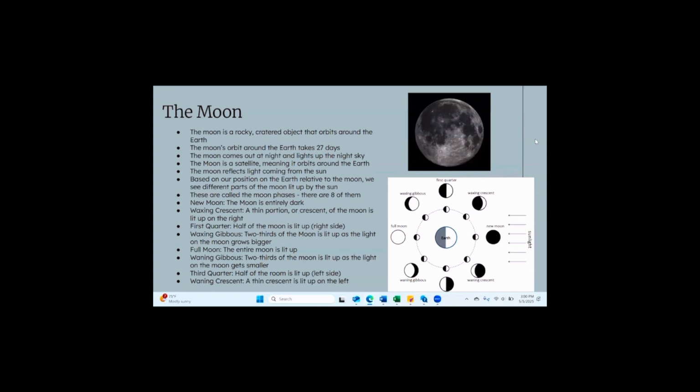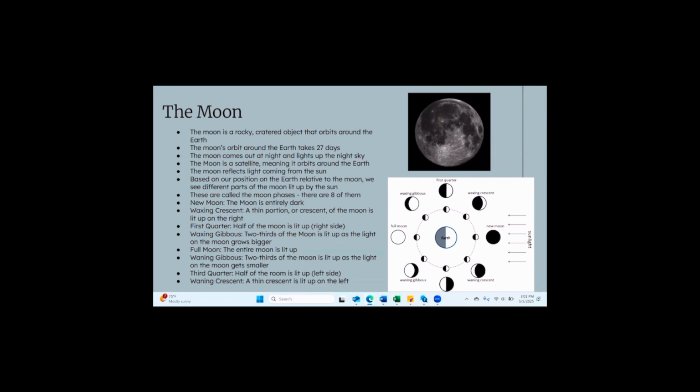Next, we'll be going over our moon. So the moon is a rocky, cratered object, and it orbits around Earth. The moon's orbit takes about 27 days, which is roughly a month. So the moon obviously comes out at night, and the moon is something called a satellite, which means it orbits around an object, which in this case is our Earth. So the moon may look like it is displaying light, but really it just reflects the light from the sun, which is why when you look up at the sky, the moon looks bright.